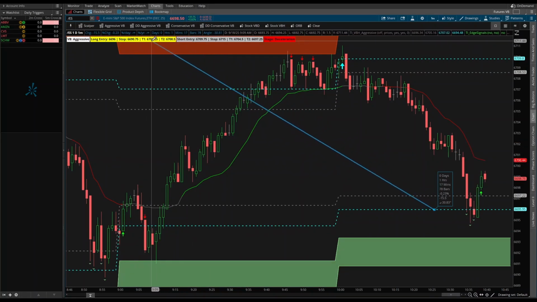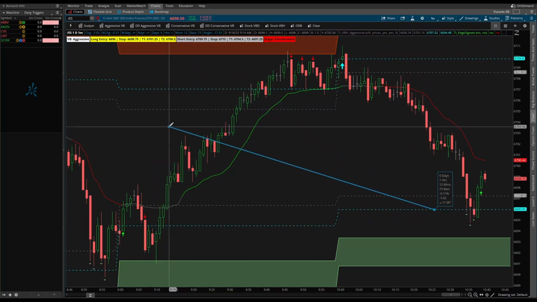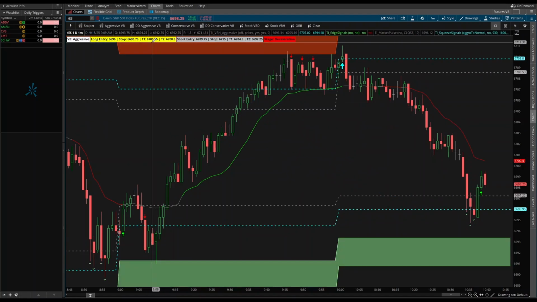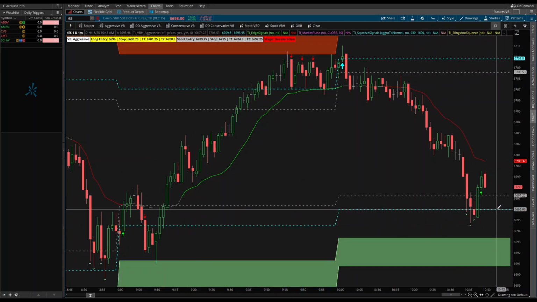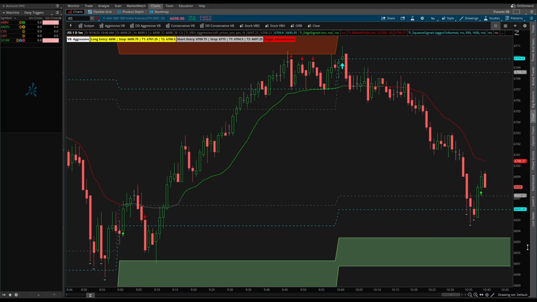It's the distance from the cyan line to the outer edge of the clouds, and you can also use the labels in the top left corner. The labels tell you exactly T1, the stop price is 6701.25, the entry at 6696, and our stop at 6690.75.